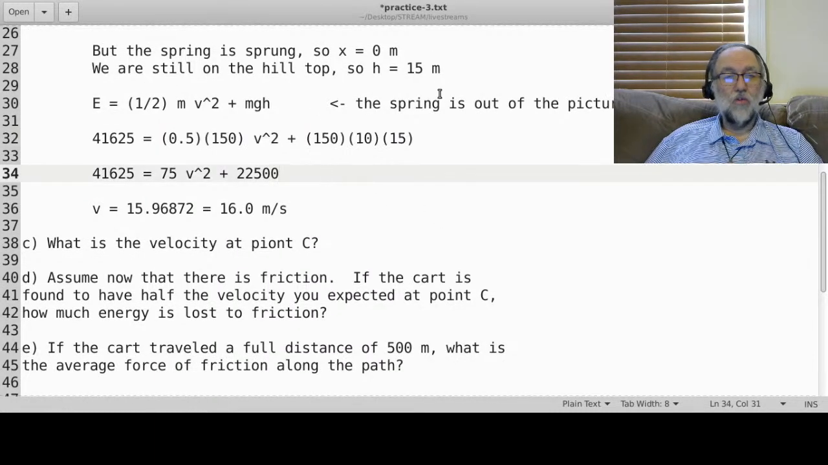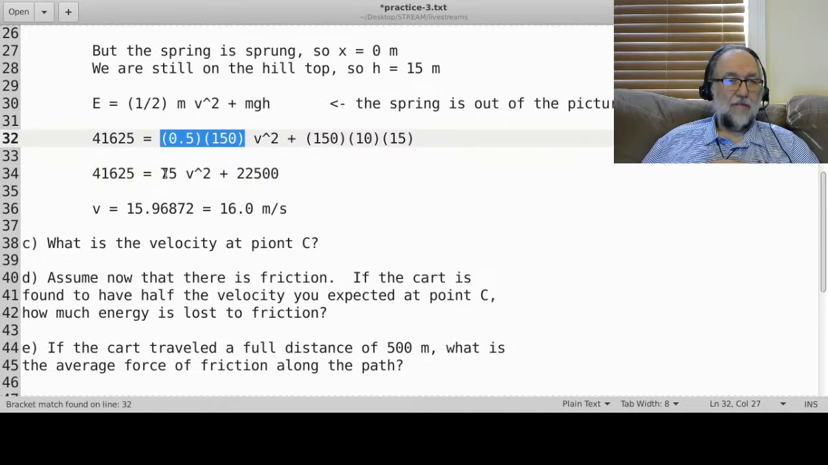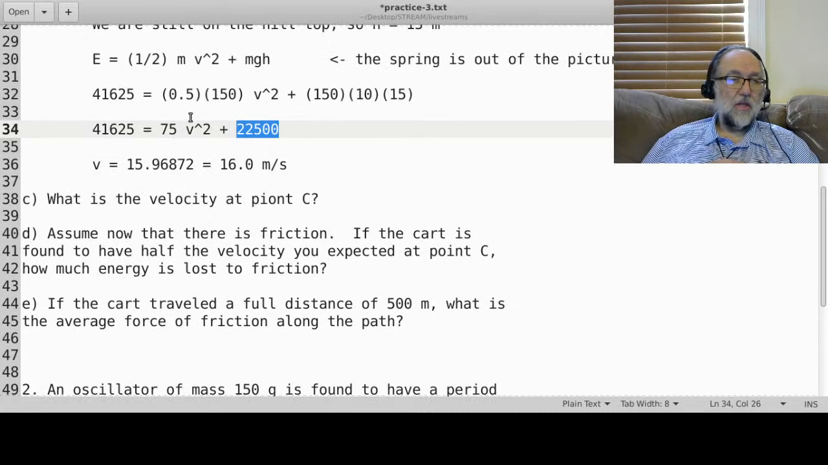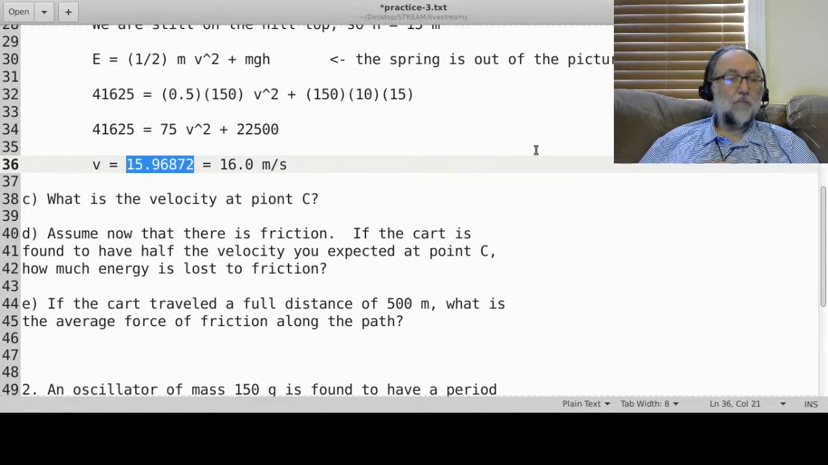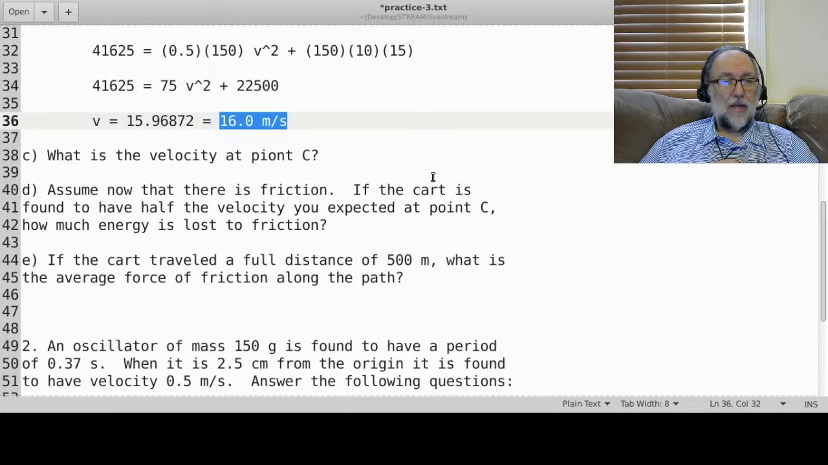I'll go over those details quickly because this is kind of easy. 0.5 times 150 is 75, and the mgh works out to 22,500 joules. Then subtract that from both sides, divide by 75, take the square root, and you get that long number there. On a test, you would see it rounded off to 3 significant figures, because that's what we've been doing in the course, and so that's going to be 16 meters per second. So at the top of the hill, you have a velocity of 16 meters per second.